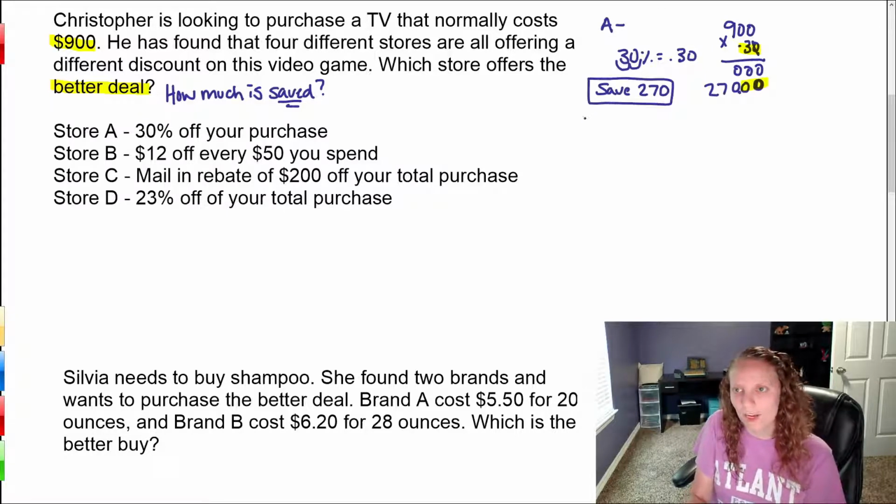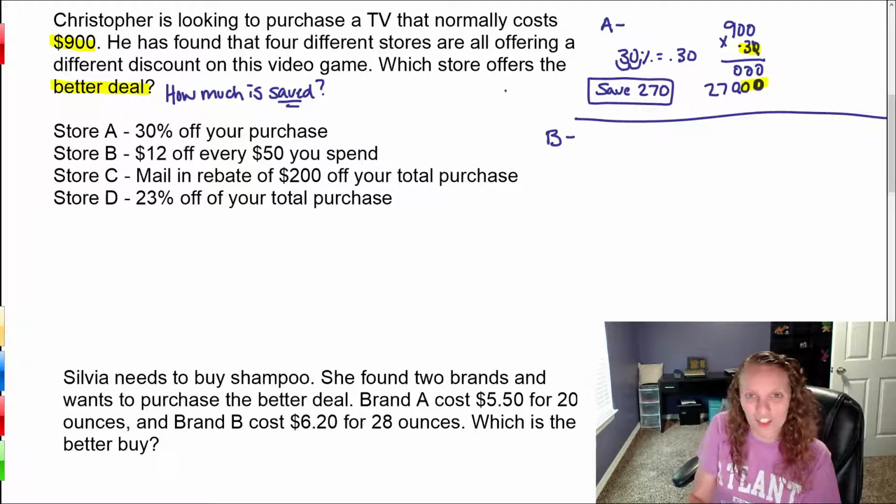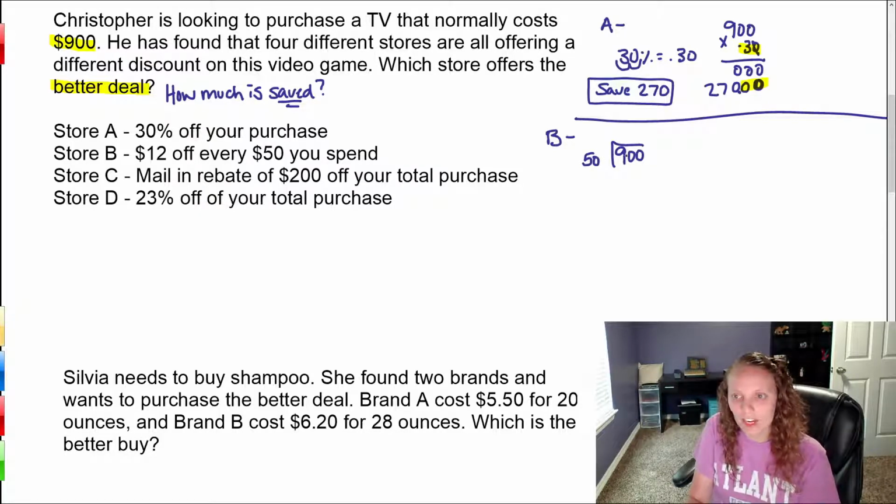Okay, we're going to compare this with store B. So it says $12 off of every $50 that you spend. So we need to figure out how many $50 goes into 900. So it'd be like separating $900 by 50. And that is division. So let's take 900, divide it by 50 to figure out how many 50s go into 900. 50 goes into 90 once.